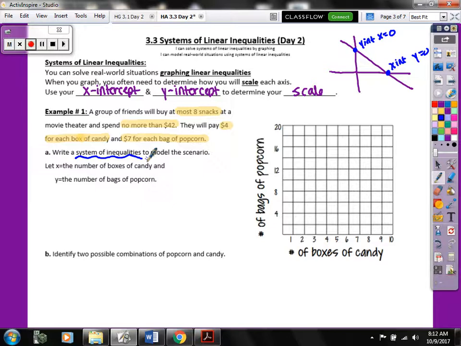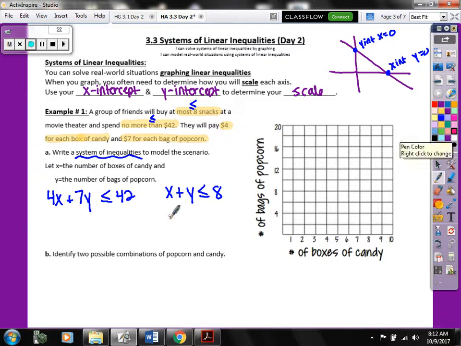Ashley? 4x plus 7y, not equals 42. It could be no more than 42. Perfect. No more than would be less than or equal to 42. And then how about the at most 8 snacks? Abby? X plus y is less than 8. Good. At most, also less than or equal to. And then to solve this, go ahead and find the intercepts. Obviously for this one, the intercepts will just be 8 and 8.